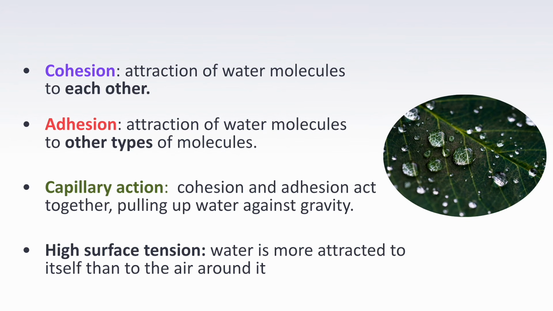Now, water has special properties. It has cohesion, meaning water is attracted to itself. Adhesion is the attraction of water molecules to other molecules or other things, thinking adding something on. Capillary action is when cohesion and adhesion work together, pulling up against gravity. We can see this in stems in plants, or in a straw even. And water also has a high surface tension, meaning it's more attracted to itself than the air around it, which allows certain bugs like water striders and leaves to float on the surface of water.